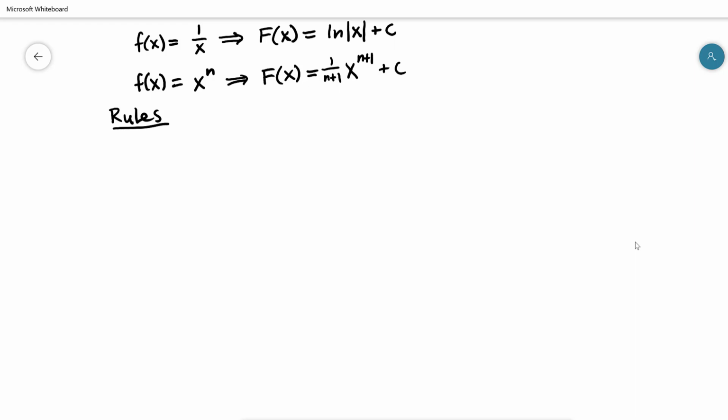One is that if we have a function, so let me write down, here's the function, and over here we'll have the antiderivative of that function.